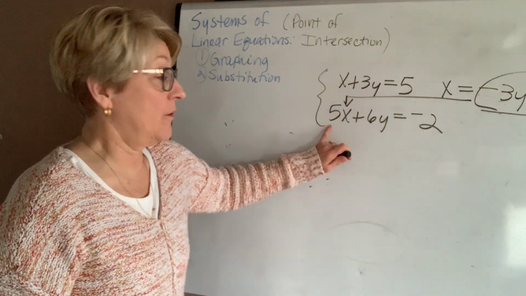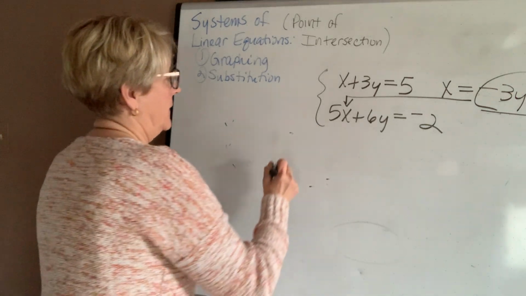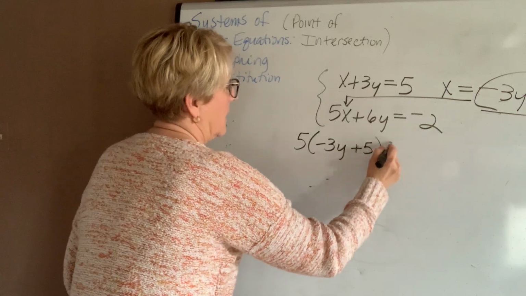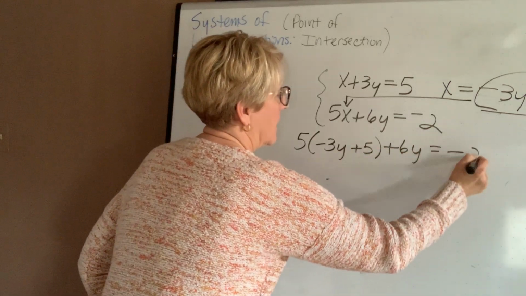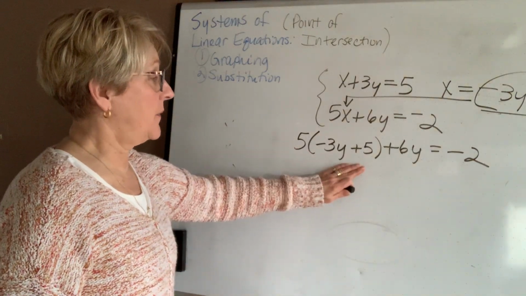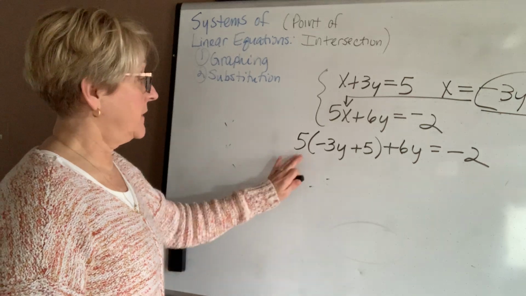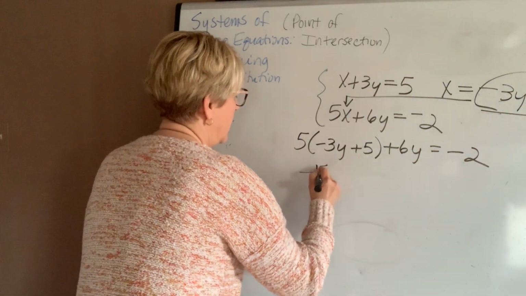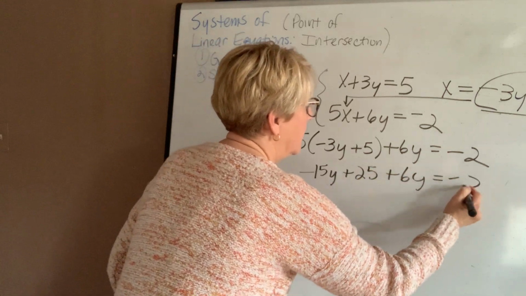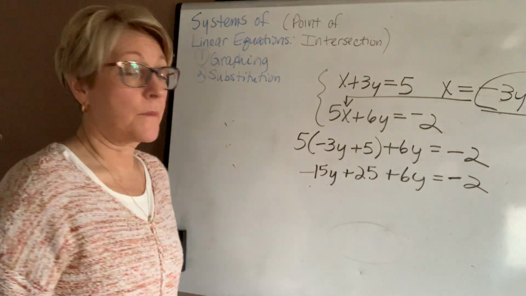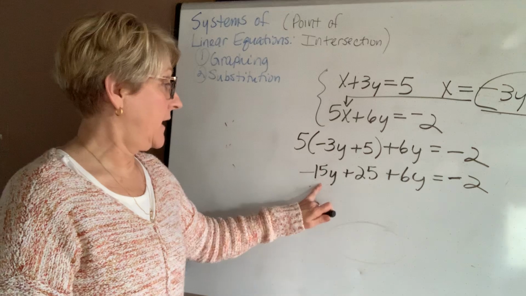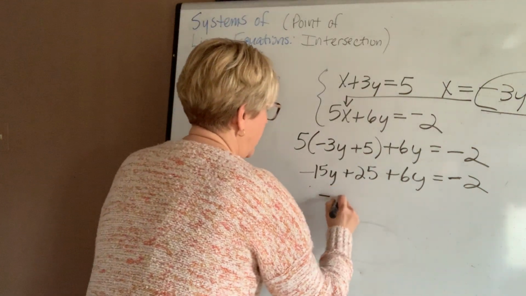Again, we have a coefficient we're going to have to distribute. So instead of 5x, 5 times negative 3y plus 5. Okay, so we'll distribute negative 15y plus 25 plus 6y equals negative 2. These y's are on the same side. We're going to put them together. Negative 15 and 6. Negative 9.